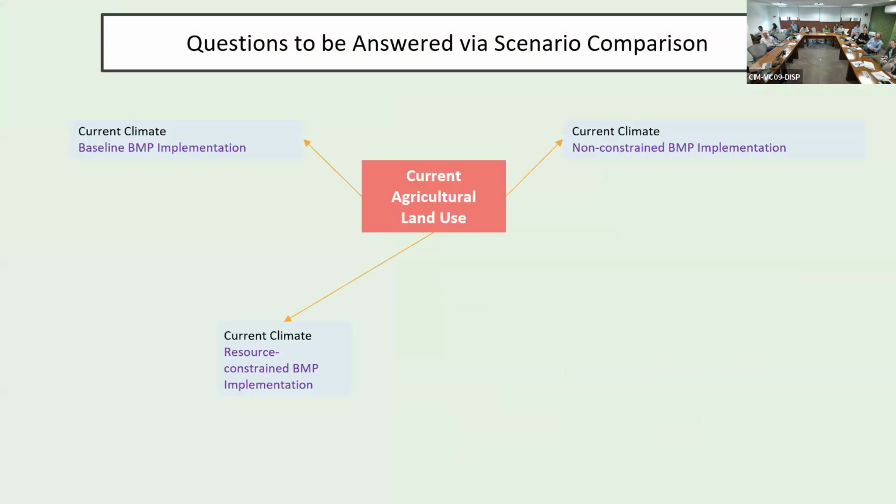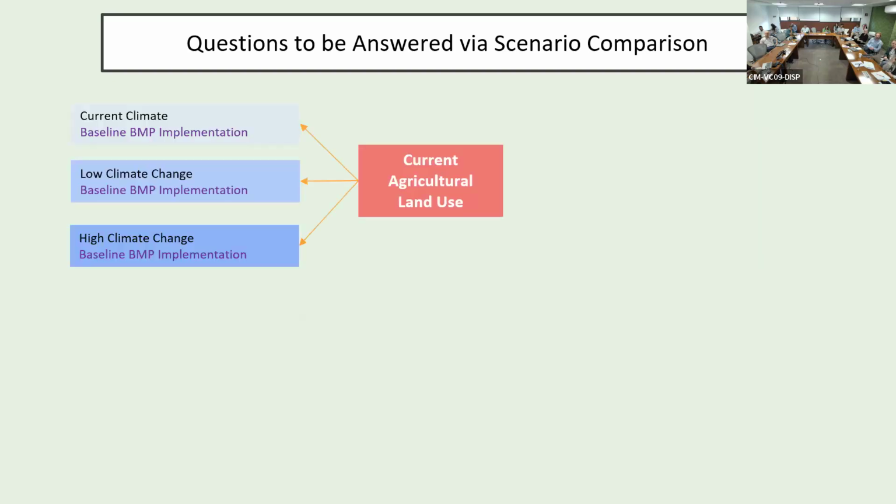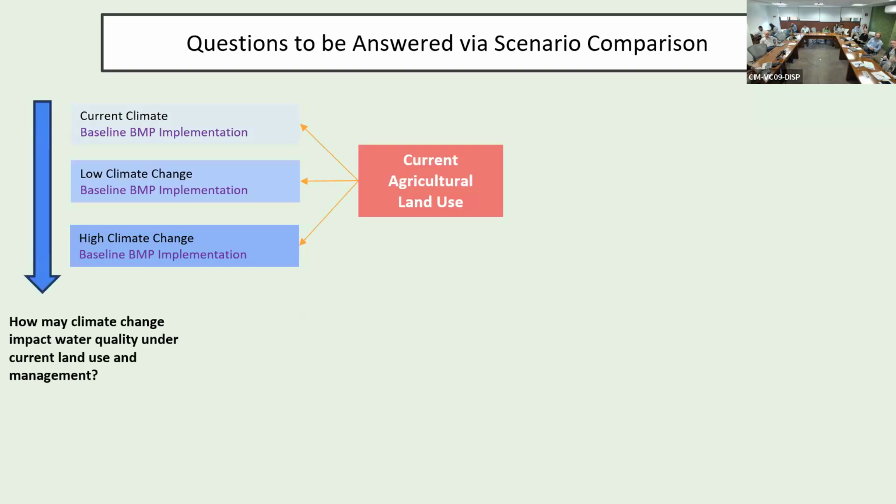Okay, so what can we do with all these scenarios? So we have current agricultural land use. Let's say we're just looking at the current climate. We can look at the different BMP implementation scenarios and just ask how does BMP implementation impact water quality at the basin level under current conditions? We can then go with our current agricultural land use, but look at the different climate change scenarios we're running, SSP 126 and 370. How does climate change impact water quality under current land use and management? So keeping land use and management constant and just looking at the climate impact.